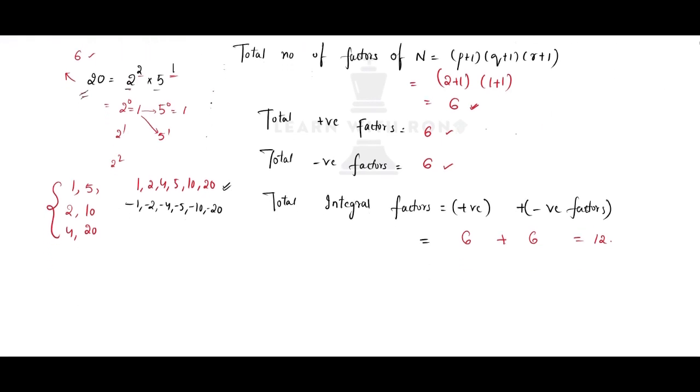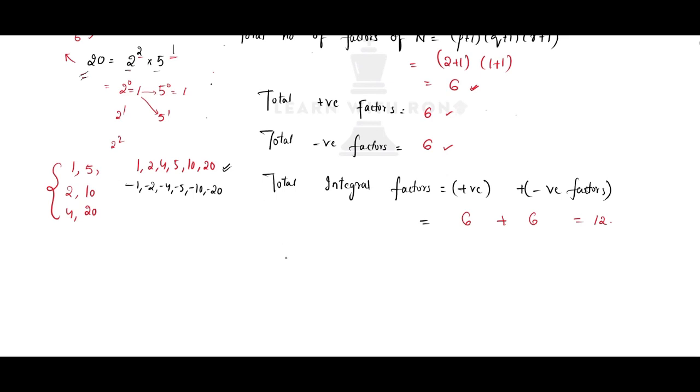Let us see another question. If they ask for total prime factors, simply add the powers. In the case of N, we have power p, power q, power r. In the example case, if they ask for total prime factors, simply add the powers: 2 plus 1. So the total prime factors are 3.